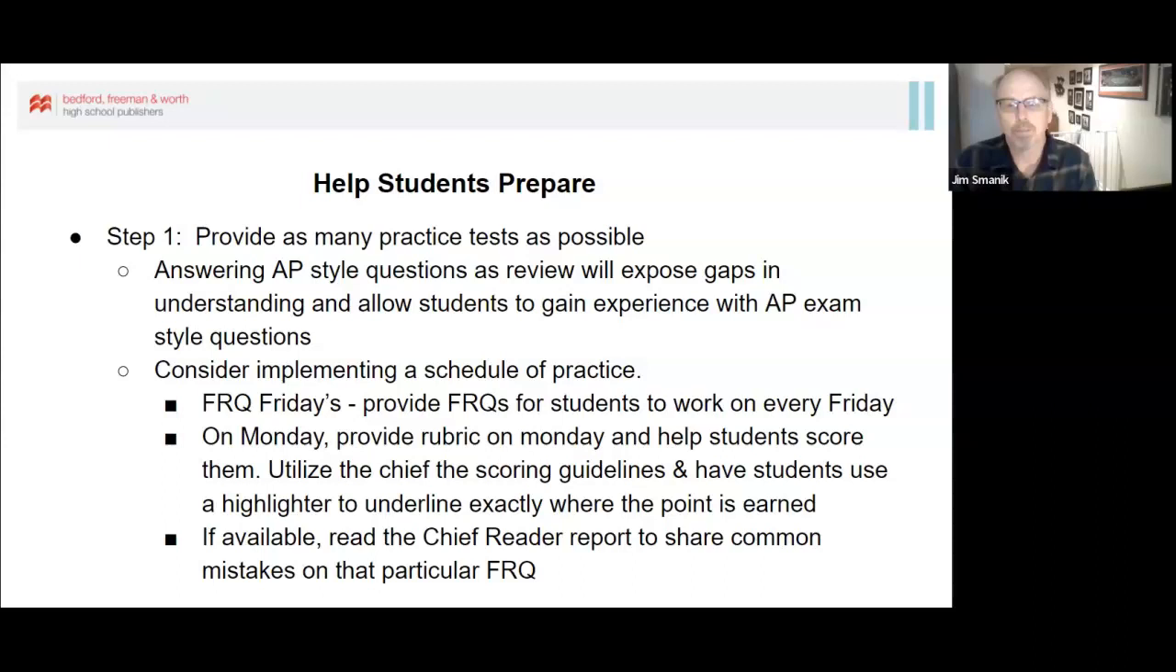So, some type of routine. I give a practice exam a week that we work on, and I give a full length practice test during school. I take 3 days to do it. We have FRQ Fridays, where over the weekend they'll answer one. And then when they come in on Monday, sometimes I collect it and grade it, but usually I provide them with a rubric and we go through it and talk about how those would be graded.